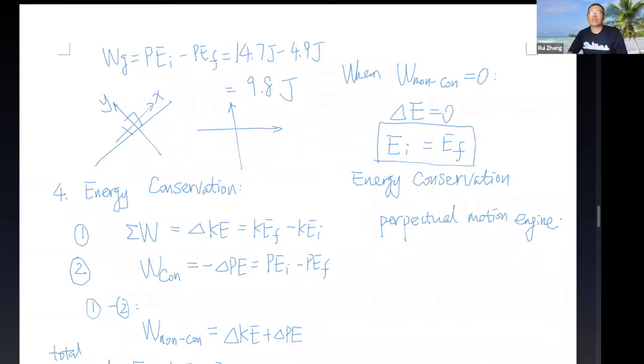And then we'll just sit there and relax. Nobody needs to work in the whole world. We just build a bunch of these engines and let them do everything for us. Unfortunately, it's kind of too much. I mean, it's impossible. So in some sense, energy conservation can be translated as the sentence: no perpetual motion engine can be built. Okay.